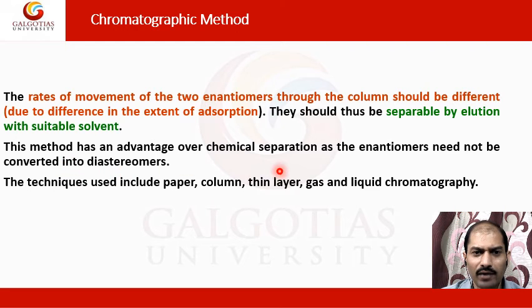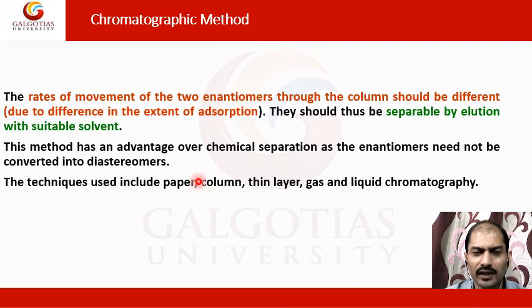This method has an advantage over the chemical separation, as the enantiomers need not be converted into diastereomers. In the earlier example of chemical methods, we had seen that different conversions and different resolving agents are required to convert them into different forms, and then we are able to separate them. But here such conversion is not required. Directly, due to their different extent of adsorption on the surface of the column, as in gas chromatography or high performance liquid chromatography, there is a column from which you purge your sample until it comes to the detector.